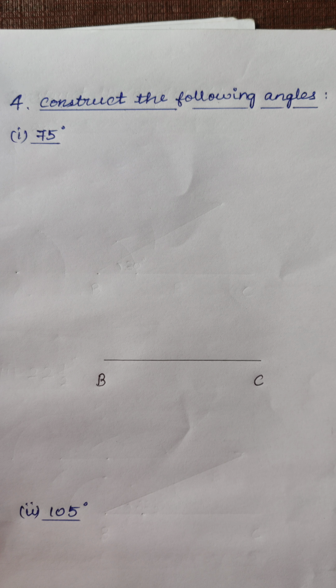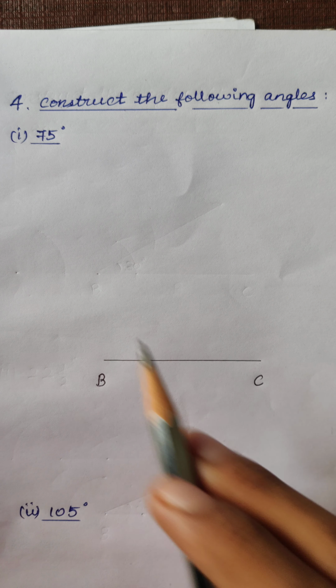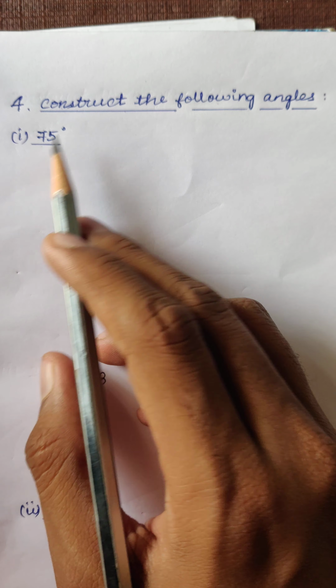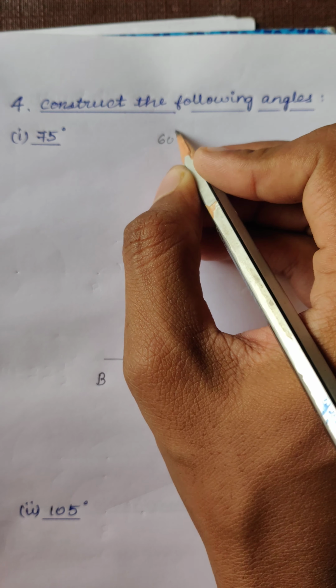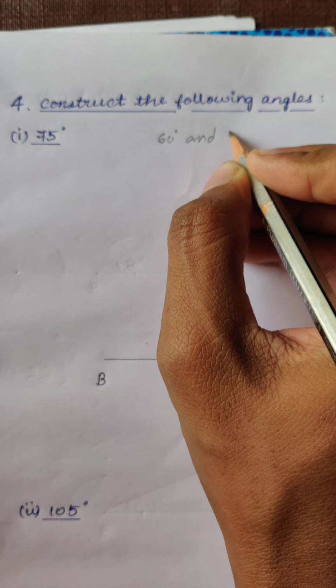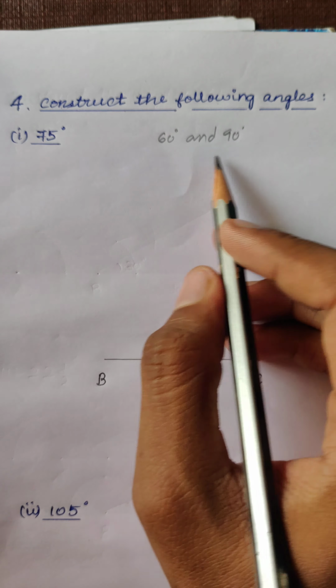Now let us learn a few more angles. So the next one is 75 degree. When they have given such angles, first we need to identify which standard angle we know before 75 degree and after 75 degree. So we all know 75 degree lies between 60 and 90. It lies somewhere between 60 and 90.